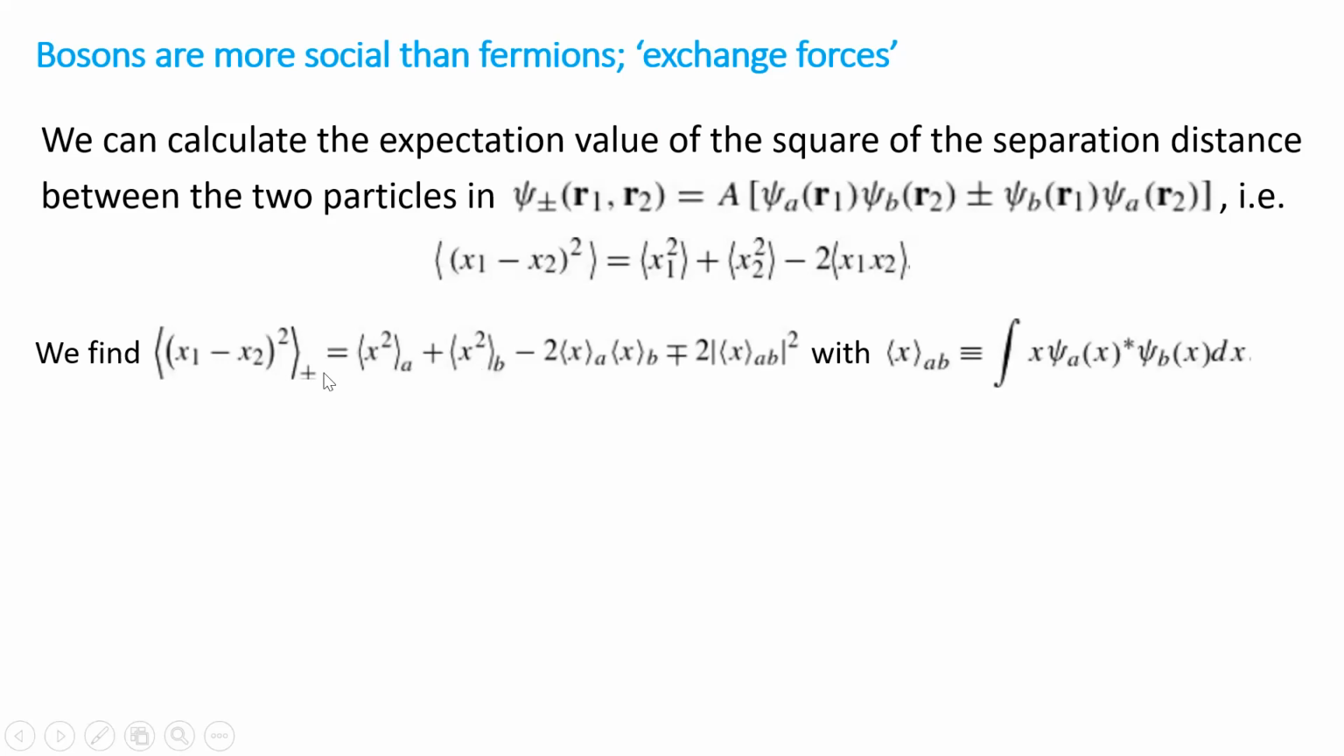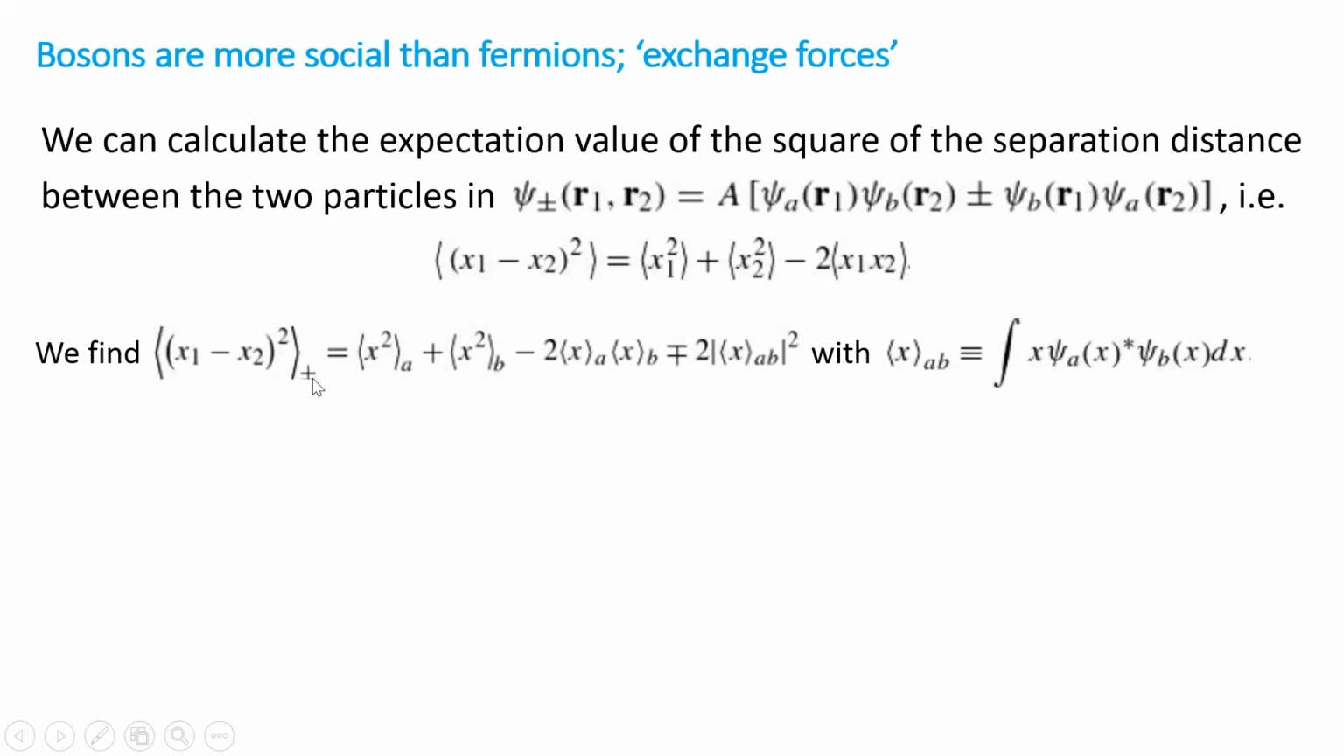Notice that for the plus sign for bosons, we have minus 2 times the square of this quantity xab, which is defined as the integral of x times the overlap of the two wave functions a and b. Okay, so this is just this definition here of xab. But notice that xab is squared, so this term that I'm circling is always positive.